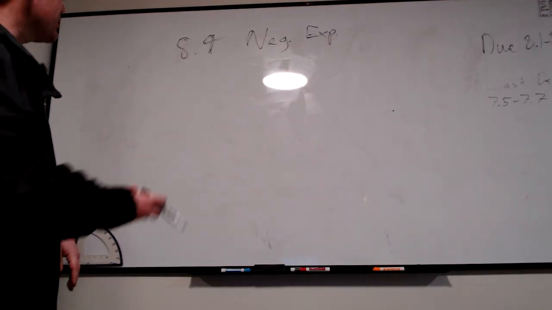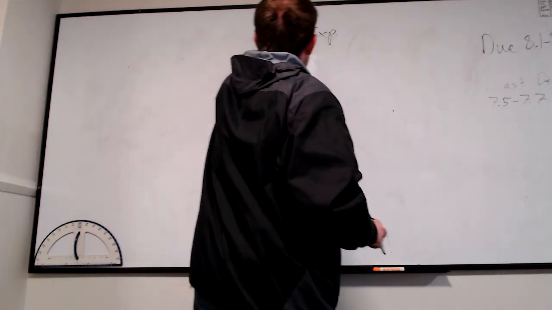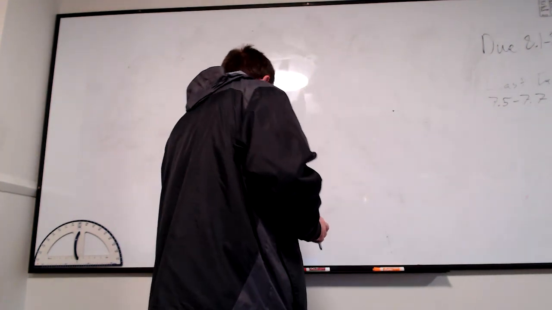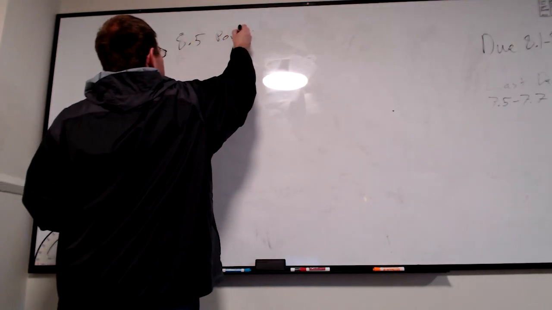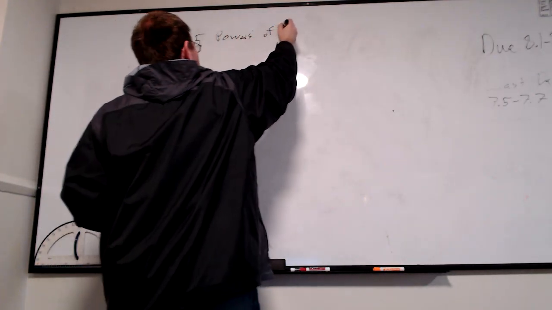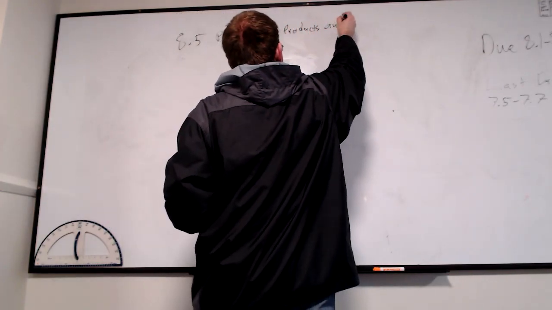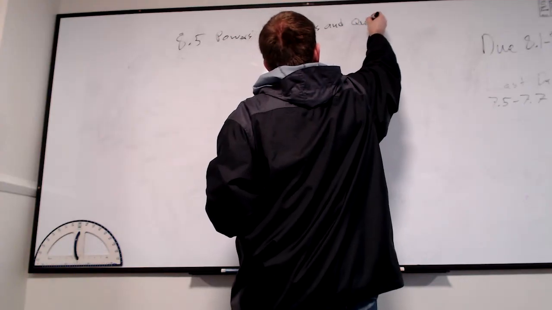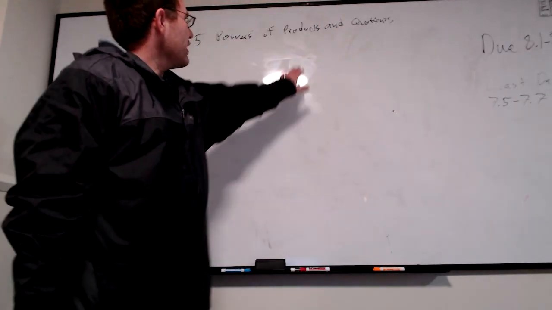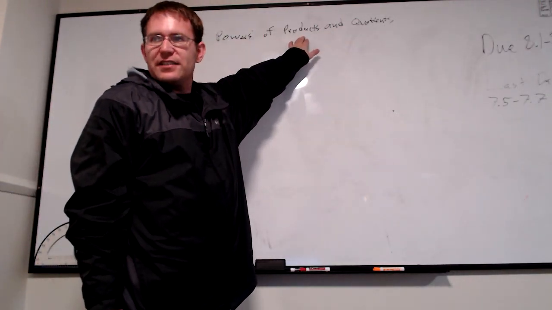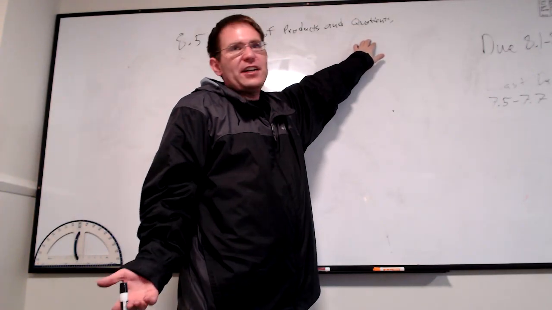Okay. So 8.5, powers of products and quotients. So products, like Matthew was saying, are just multiplied numbers, and quotients are just fractions.